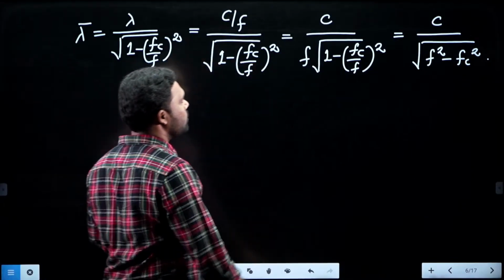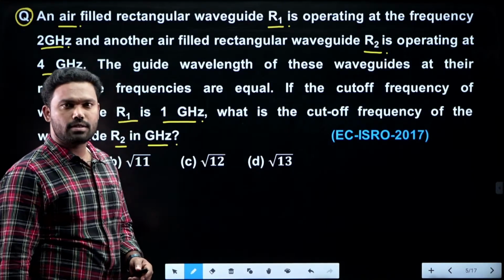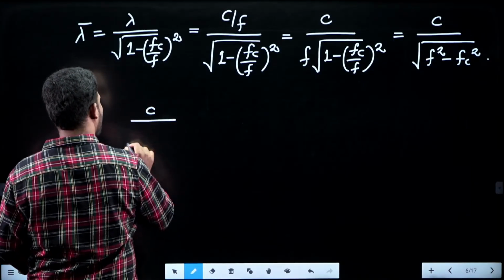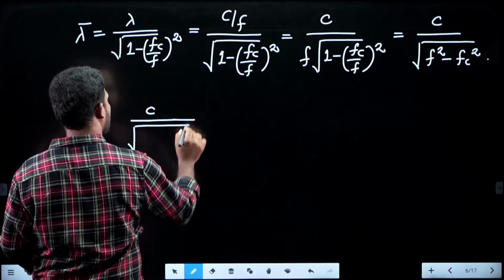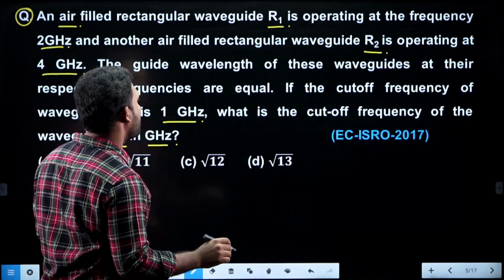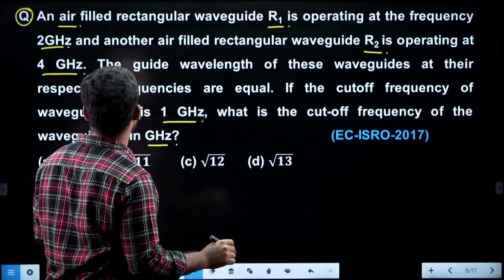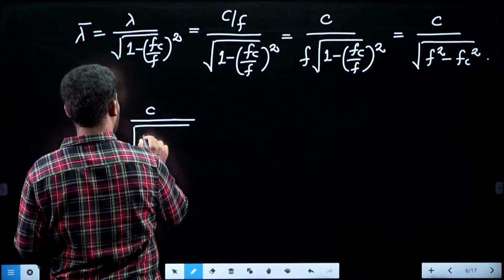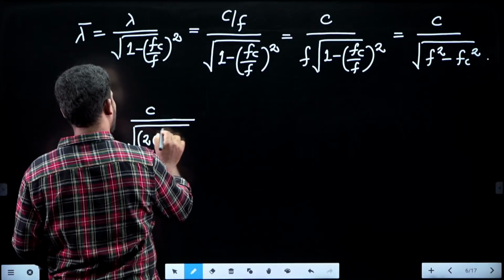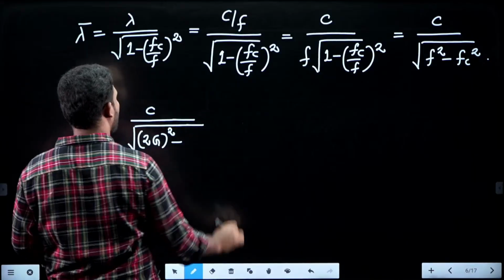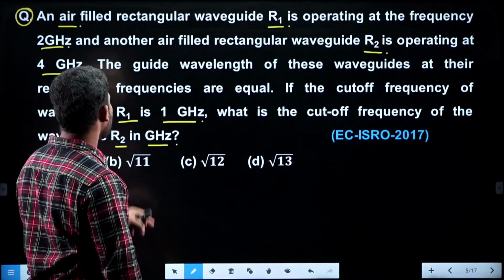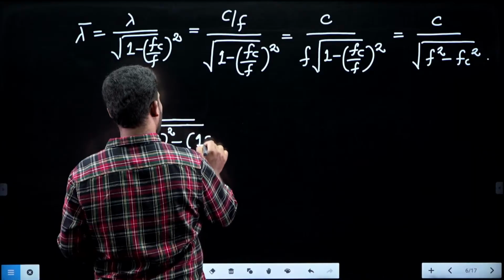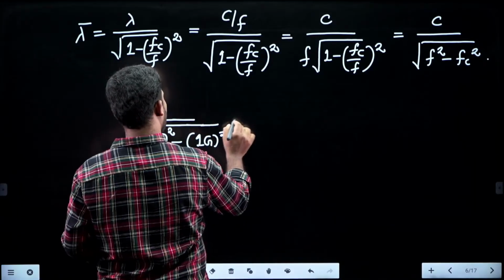For the two waveguides, the guided wavelengths are the same. So, let us equate those things. C divided by square root of 1 minus (the ratio of cutoff to operating frequency squared) — the question is asking for the cutoff frequency of the second one. For the first one, the operating frequency is 2 gigahertz, so it is 2 gigahertz whole square minus the cutoff frequency. For the R1, the cutoff frequency is 1 gigahertz, so it is 1 gigahertz whole square.